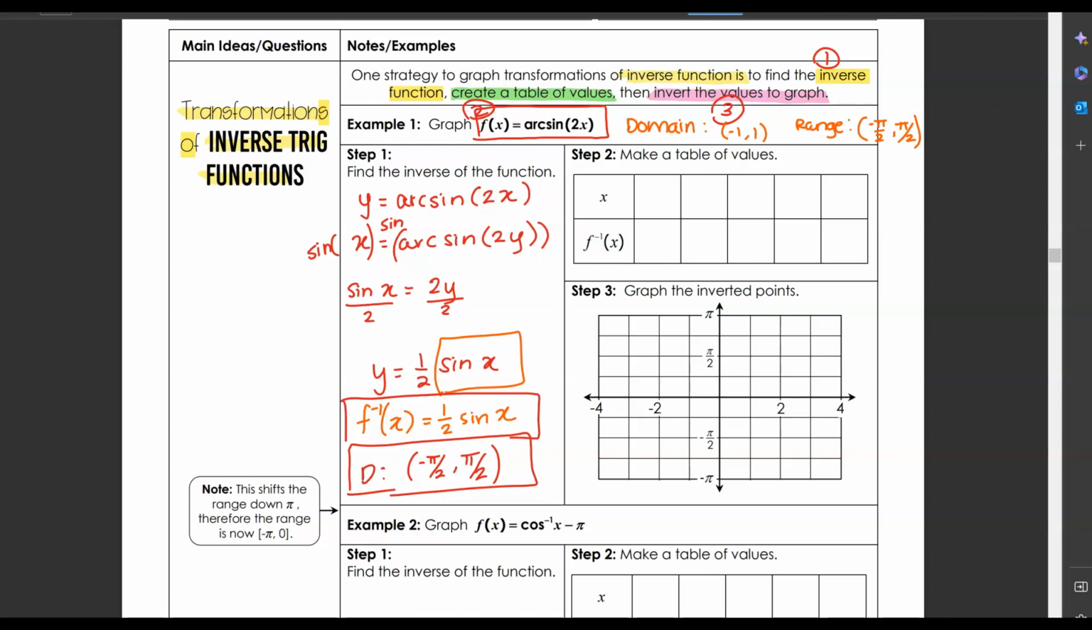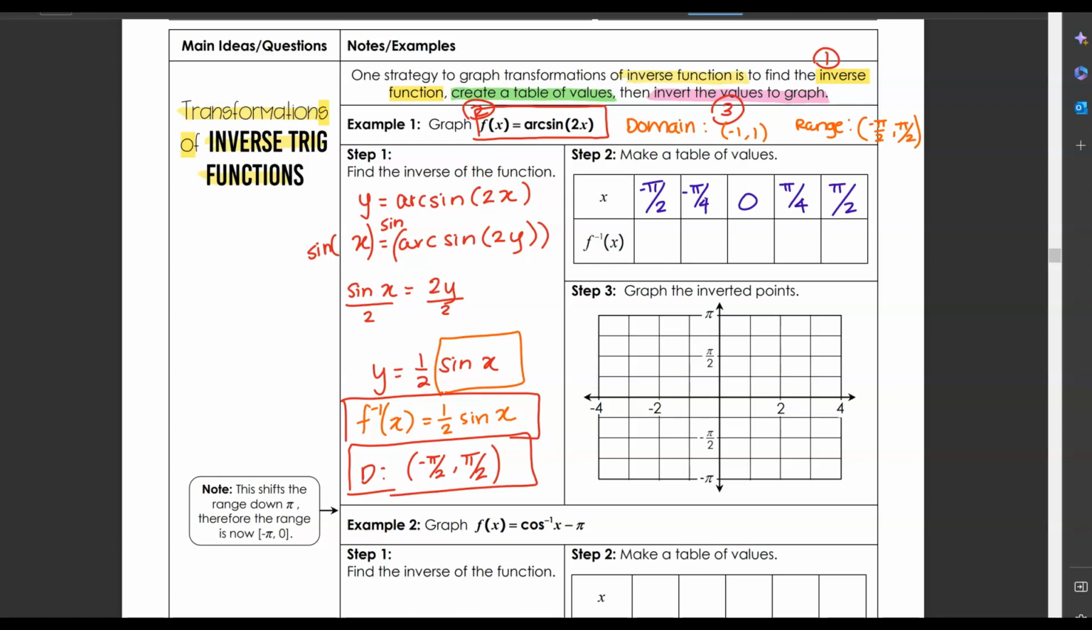Okay, so what does that mean? That means that when we come over here to graph it, our domain tells us that we only have values from negative pi over 2 to positive pi over 2. So I'm just going to evenly space it. What's halfway between negative pi over 2 and pi over 2? Well, that's going to be 0. Halfway between negative pi over 2 and 0, that's going to give me a negative pi over 4. And halfway between 0 and pi over 2, that's going to give me a positive pi over 4.